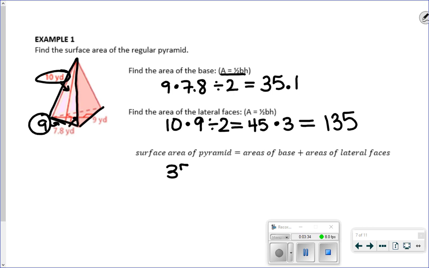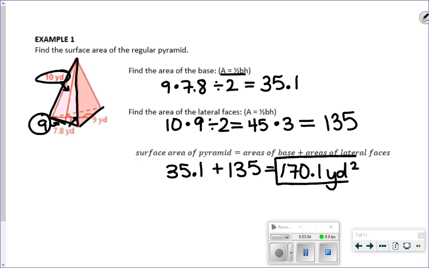So my last step is to add those areas together. So I have 35 and 1/10 plus 135. All right, and when I add that, I get 170 and 1/10. And then I need to make sure I have a label on my answer. That's going to be yards squared.